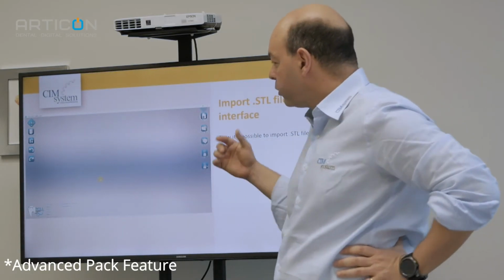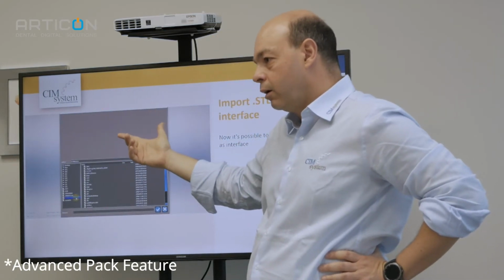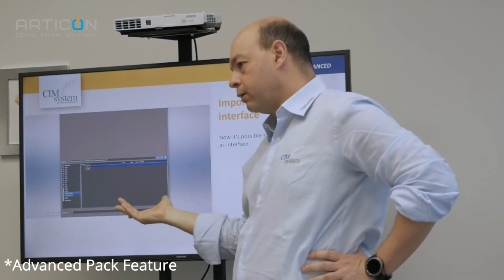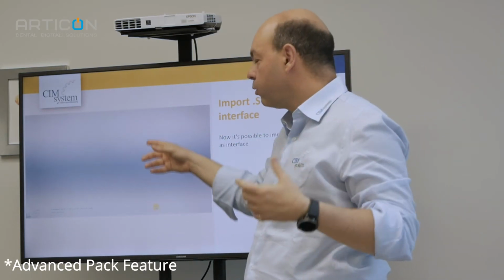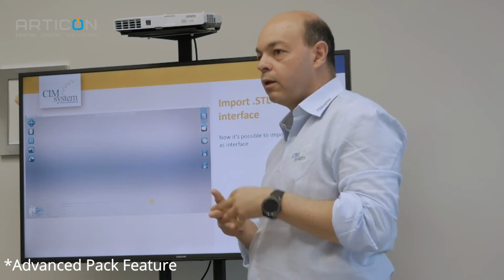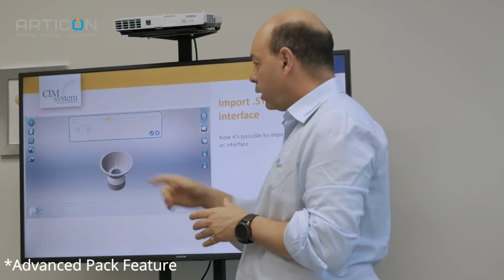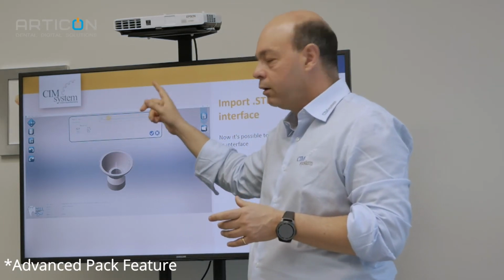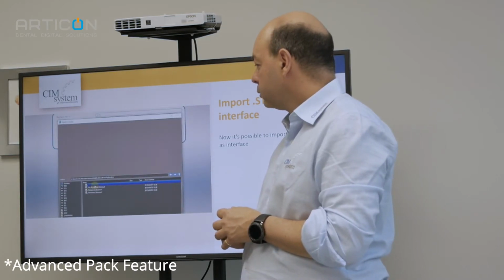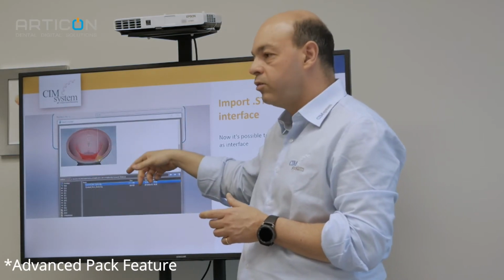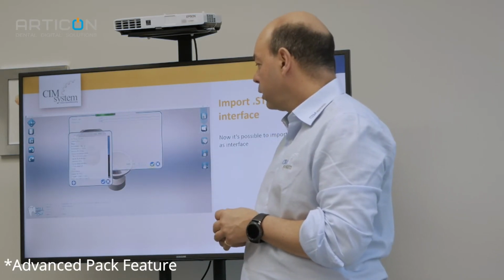Another function for creating the library is this. It's possible to import one STL, drawn with another CAD. Okay, if you have the interface drawn with another CAD, now it's very easy to import inside the Millbox and put in the library. I click here, import, I find the STL, I put the name, I click. It's possible to select one specific strategy for this. Okay. I click OK. It's automatic.